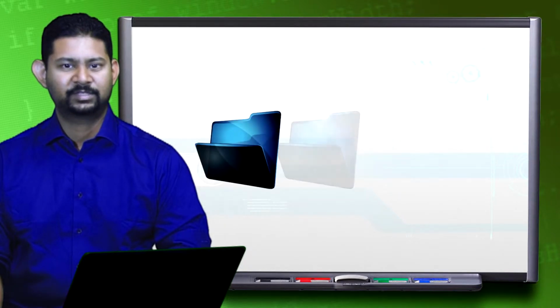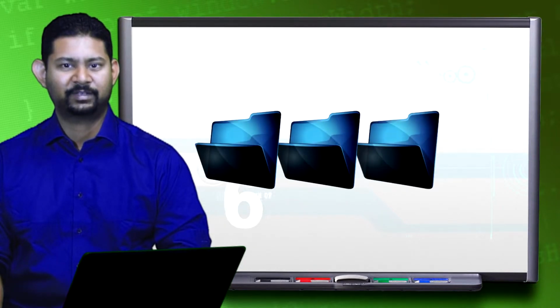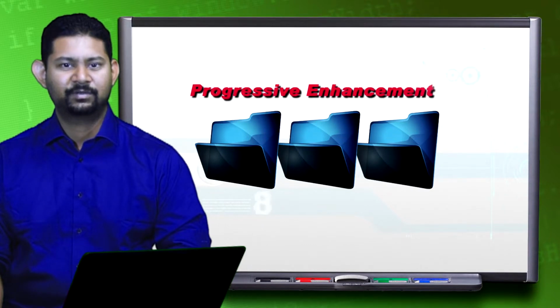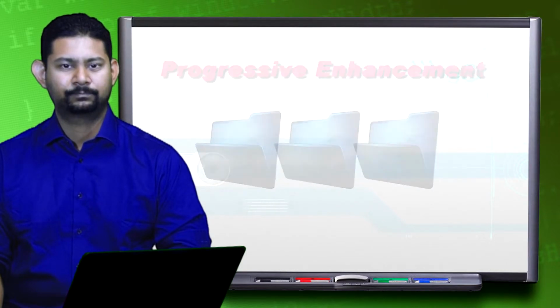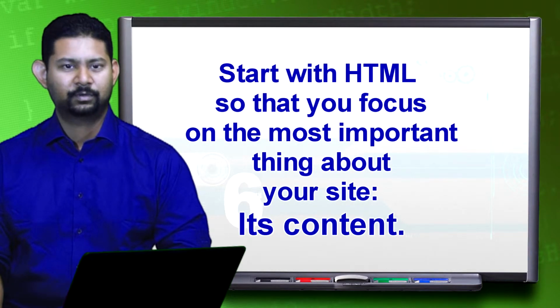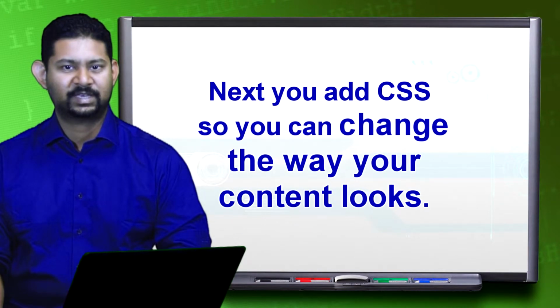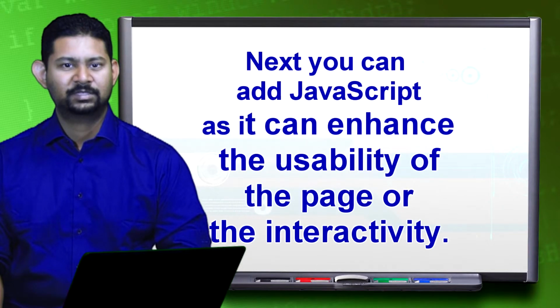It is best practice to keep all three in separate files, and these three layers form the basis of a popular approach to web development called progressive enhancement. So we start with HTML and focus on the most important thing about our site, its content. Next, you add CSS so you can change the way your content looks. Next, you can add JavaScript as it can enhance the usability of the page or the interactivity.